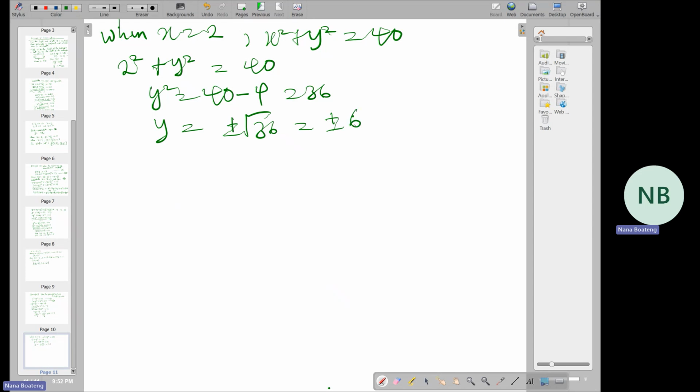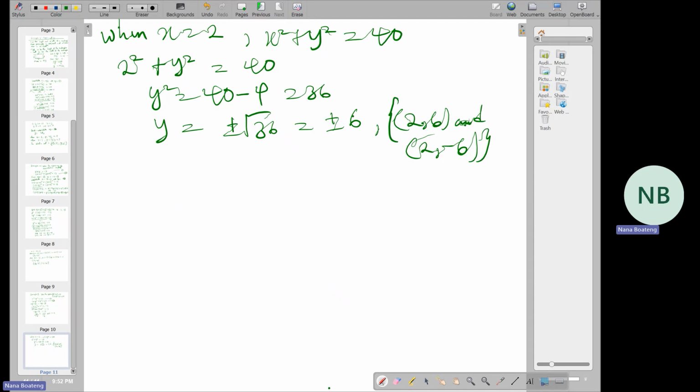So when x is equal to 2, the solutions are 2, 6, and 2, -6. All right. So this will be our solution set: 2, 6, and 2, -6. All right, let's look at other examples.